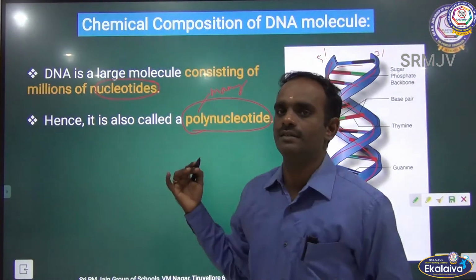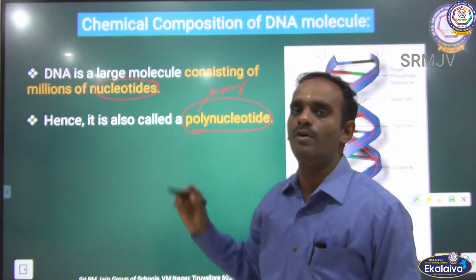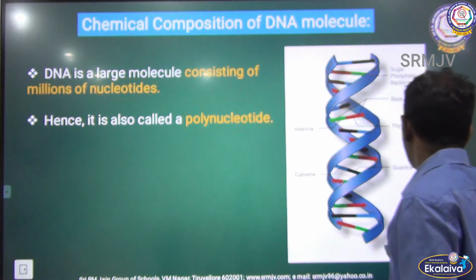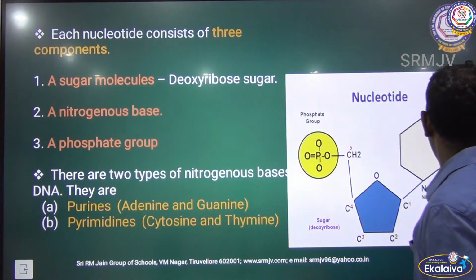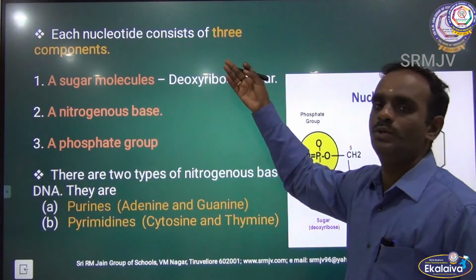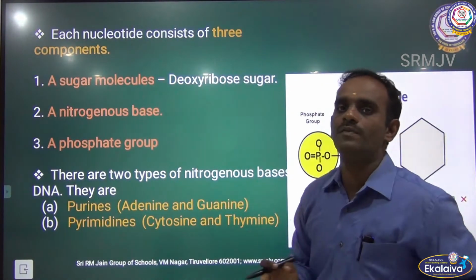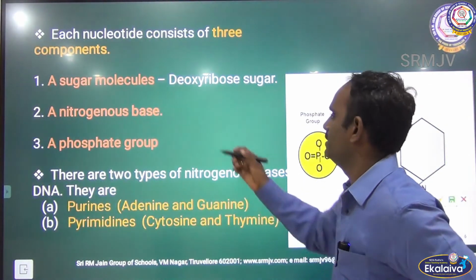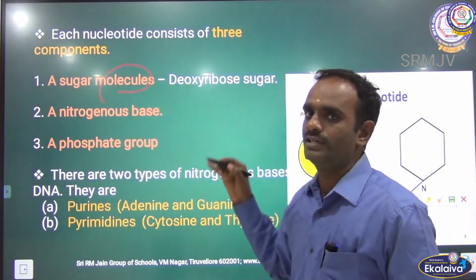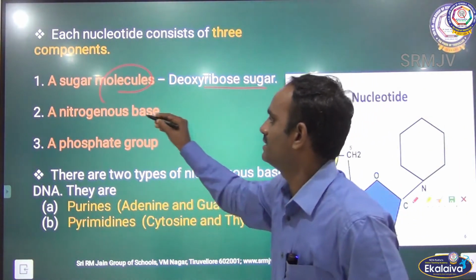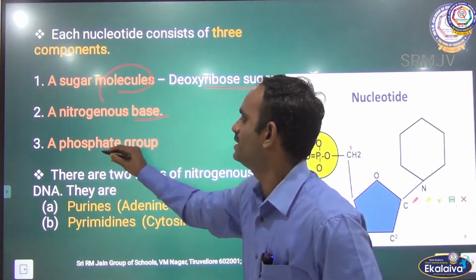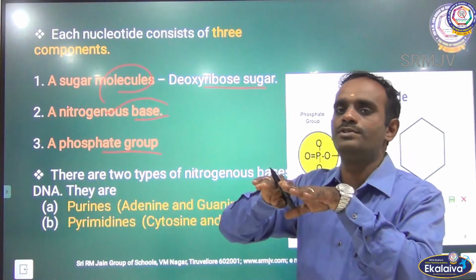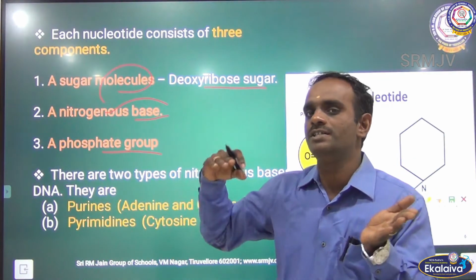Before going to the chemical composition, first you have to know what a nucleotide is and what a nucleoside is. Let's see. Each nucleotide consists of three components. One is the sugar molecule, that is deoxyribose sugar. Second is the nitrogenous base, and third is the phosphate group. There are four nitrogenous bases. They are divided into two groups, purine and pyrimidine.